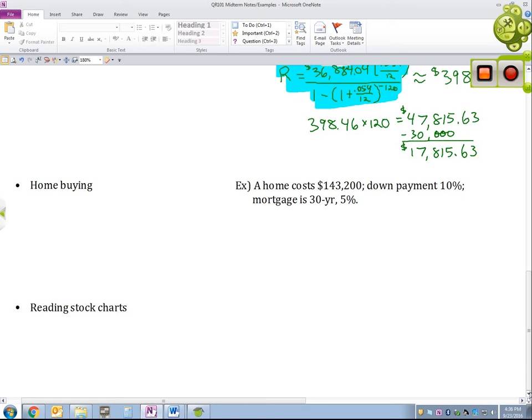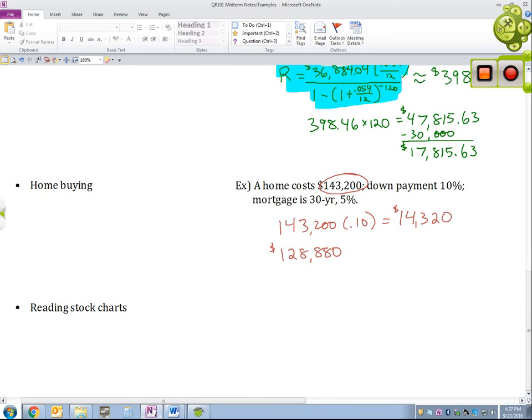Well, the down payment is 10%, so let's figure out that. 143,200 times 10% gives us 14,320. So the down payment is $14,320. We just did 10% of the total, and then the amount that is being financed is the original amount minus that. So when we subtract that from the original, we end up with $128,880. So this is how much is being mortgaged.